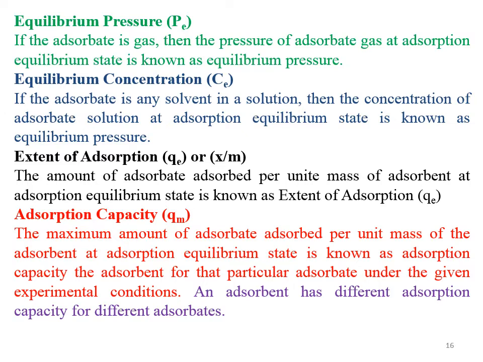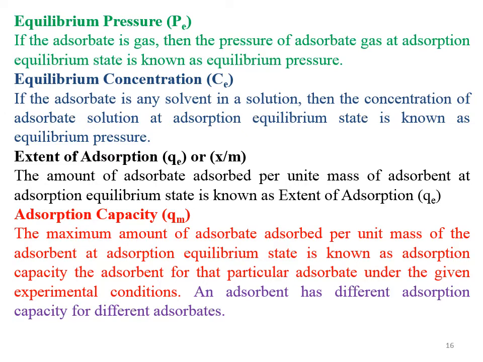The next term is extent of adsorption, mostly represented by QE or X over M. It is the amount of adsorbate adsorbed per unit mass of adsorbent at adsorption equilibrium state. The next term is adsorption capacity, mostly represented by Qm. The maximum amount of adsorbate adsorbed per unit mass of the adsorbent at adsorption equilibrium state is known as the adsorption capacity of the adsorbent for that particular adsorbate under the given experimental conditions.